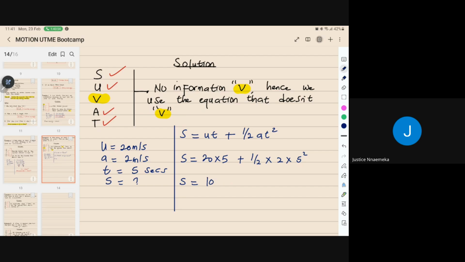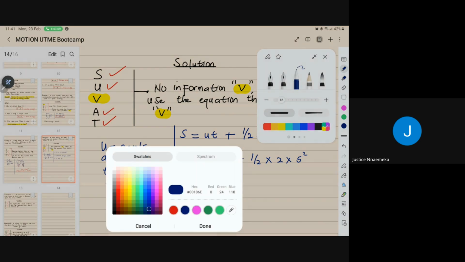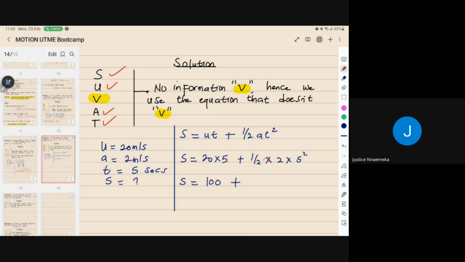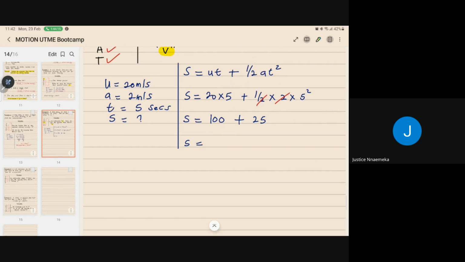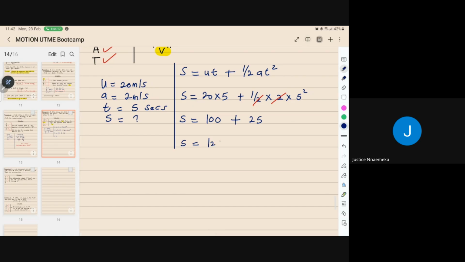So this is 100. Thank you, Justice, for that. So plus, we're going to cancel out something here. Others, are we following? Hope we spotted that error as well. Thank you, Rachel. So plus 25. So that S is equal to what? S equal to 125 meters. So the distance equals 125 meters.